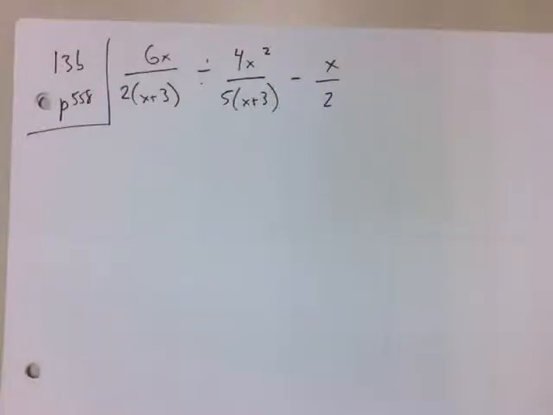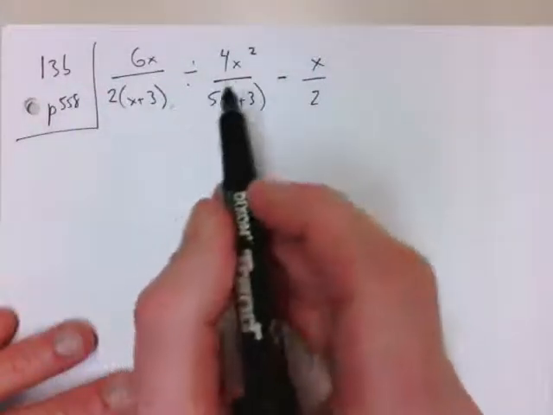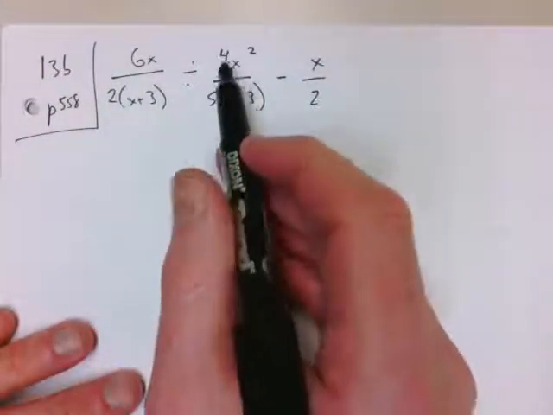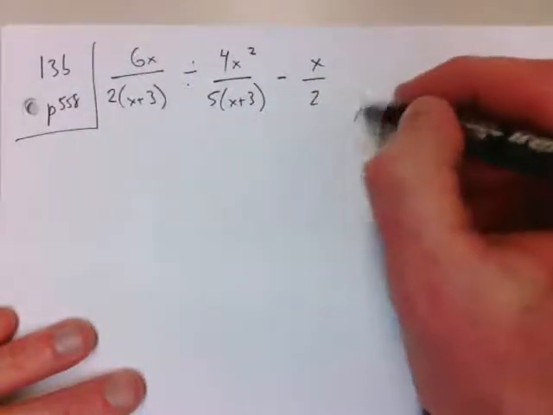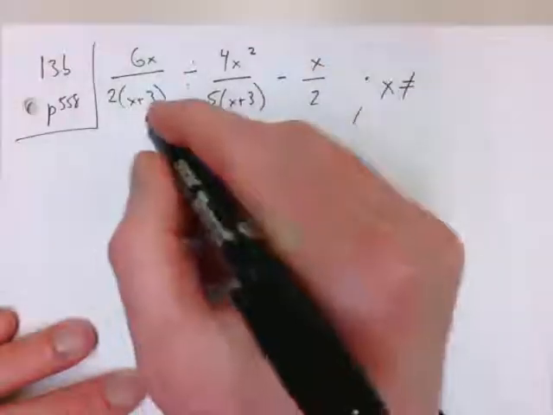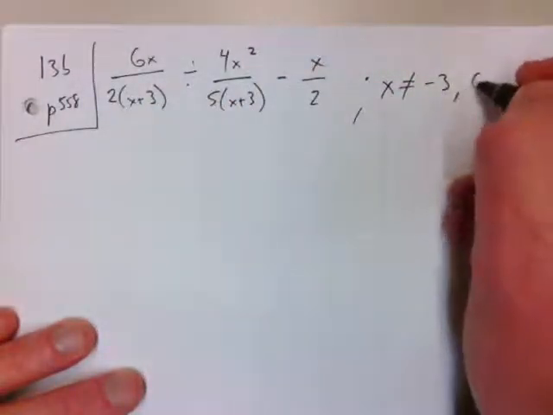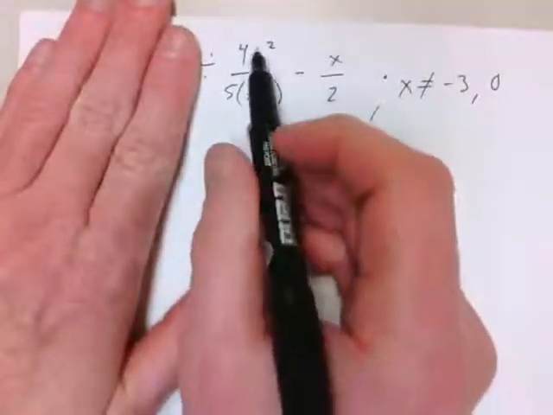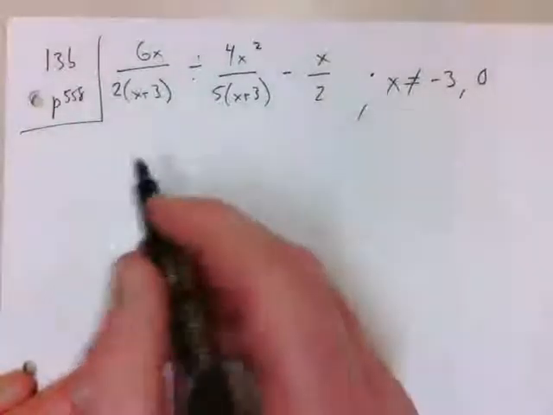Somebody wanted 13. I'm going to do 13b. It's crazy, but I'm going to do it. Now you need to be careful here. This divided, remember, the non-permissibles are top and bottom. So x cannot equal -3, although it's covered there anyway, and 0. But if this wasn't here, we need both of these, because we're going to flip this bad boy. So x cannot be -3 or 0.